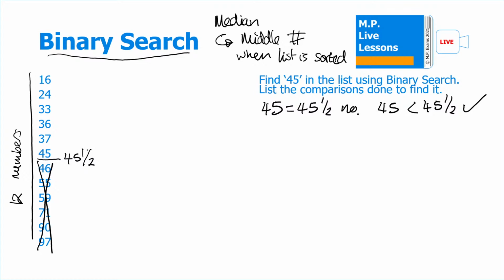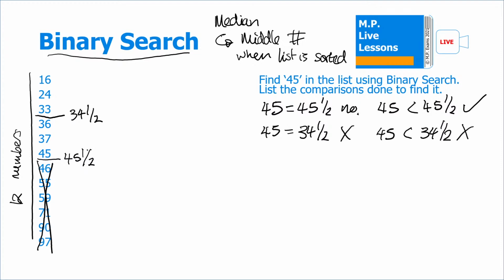We find the median of this bottom half, and this will end up being 34.5 for the median. So we first check if it's equal. Is 45 equal to 34.5? Nope. Is 45 less than 34.5? No, it isn't. So now we get rid of this half of this smaller list.